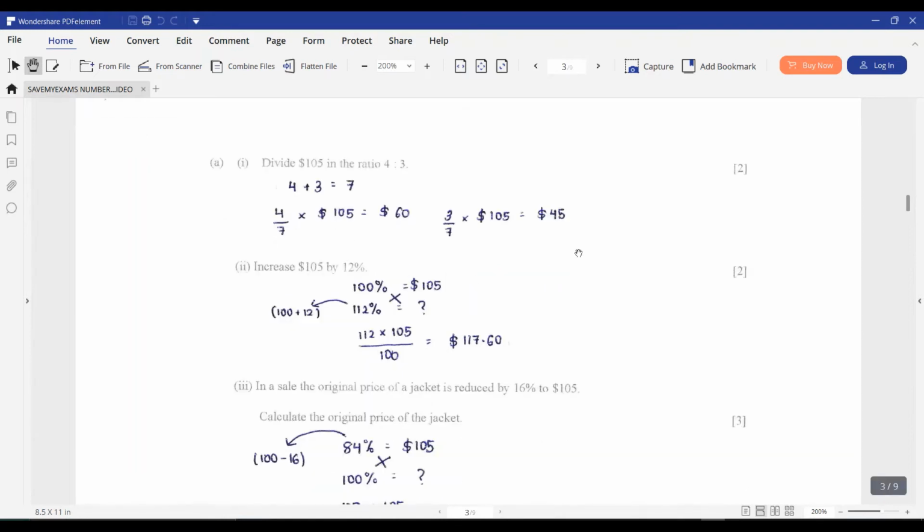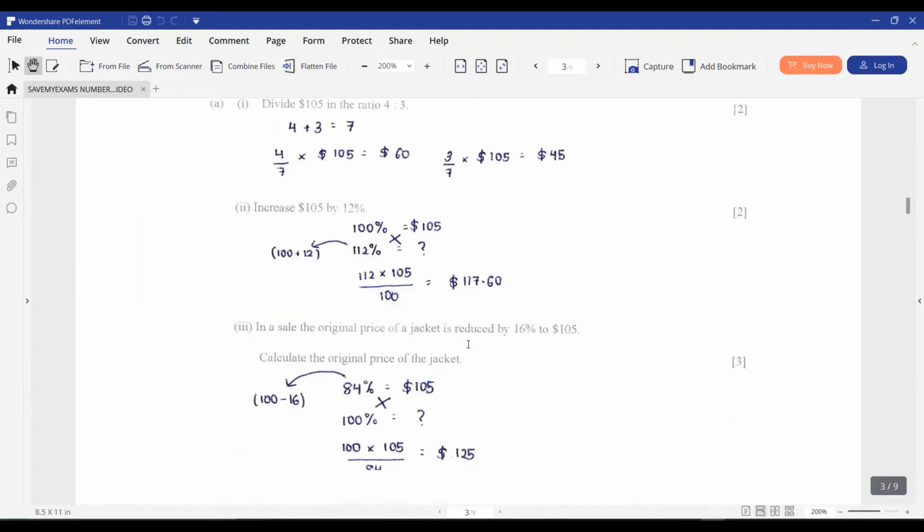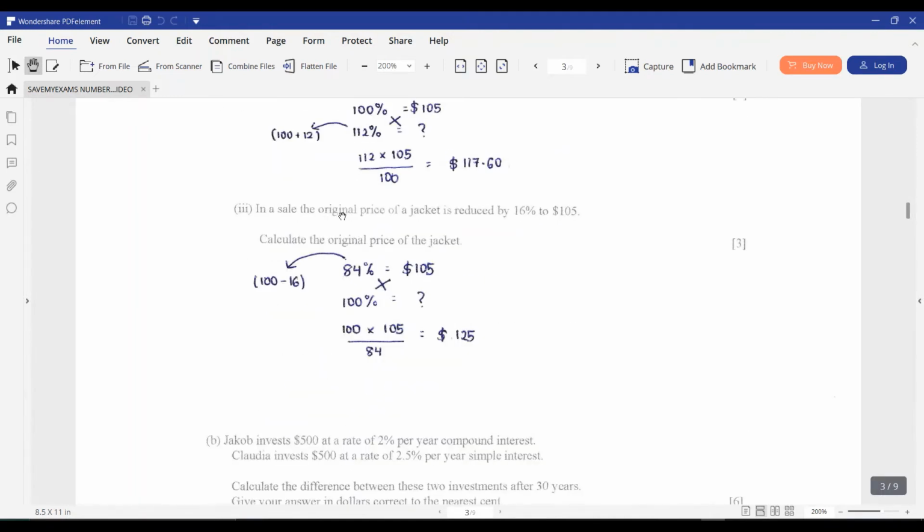Increase 105 by 12%. So if 100% of the amount is $105, how much is 100 plus 12%? So how much is 112% equal to? Cross multiply and you should get the answer to be $117.60.